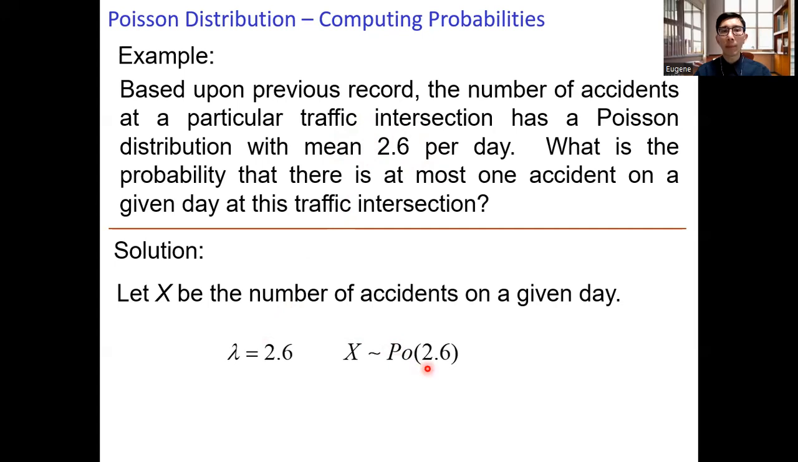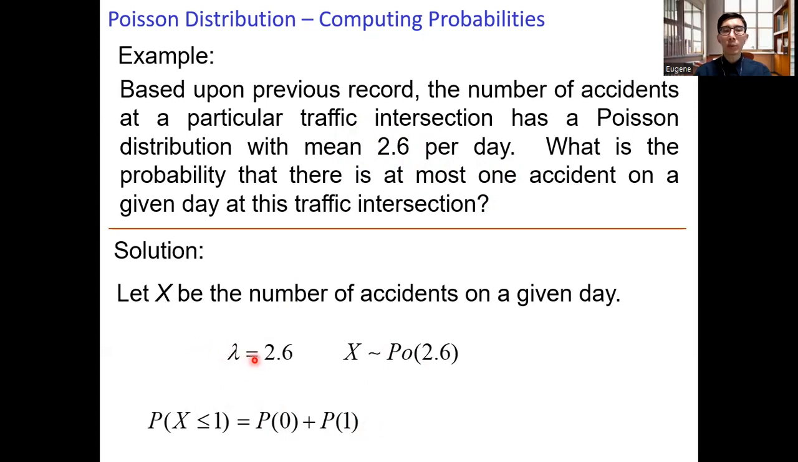We want to get the probability that there is at most 1 accident. So either there is no accident or exactly 1 accident. So the corresponding probability statement is P of X less than or equals 1, which is equal to P of 0 plus P of 1.